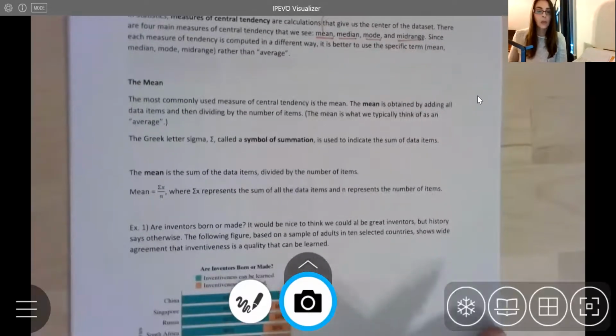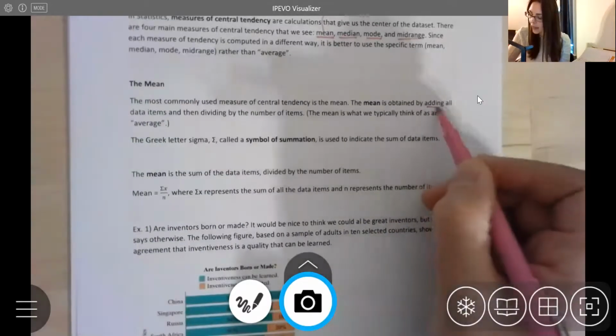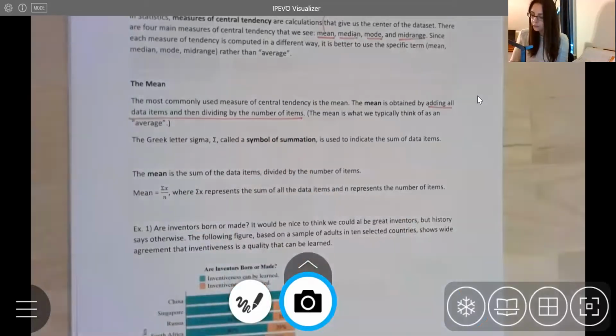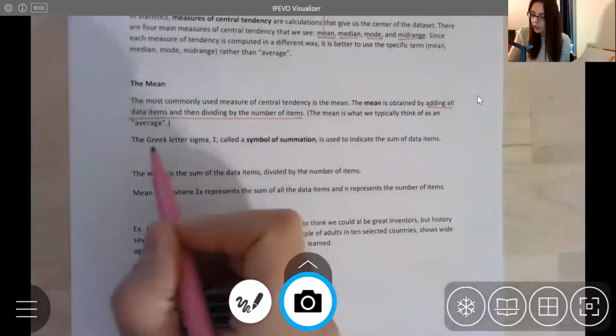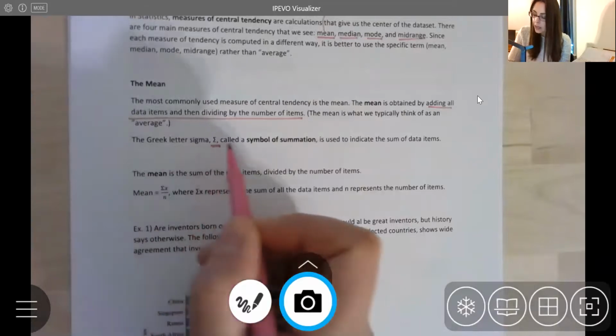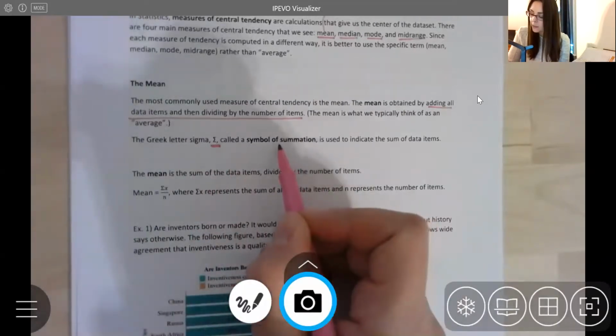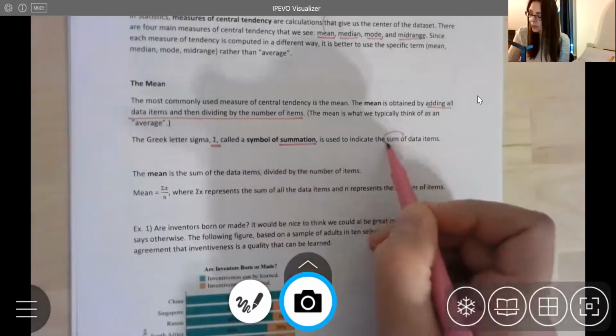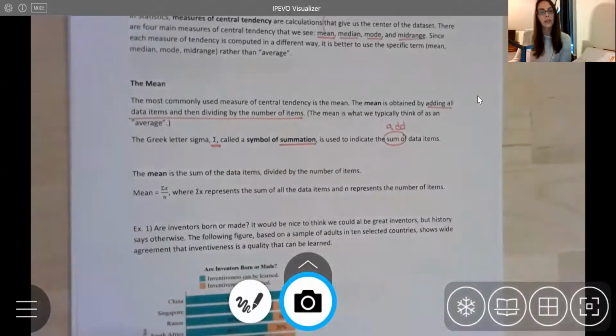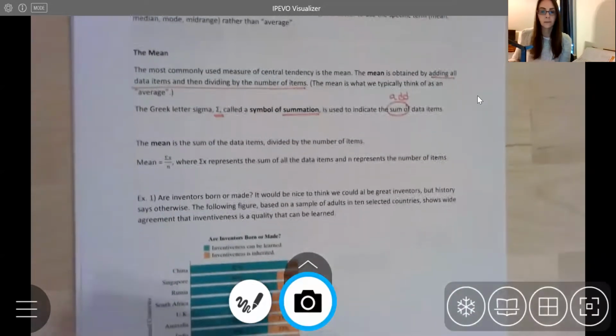Now, mean is the most commonly used measure of central tendency. It is obtained by adding all the data items and dividing by the number of items that you have. Just for some notation, we use the Greek letter sigma. This is a capital sigma, uppercase. It's called the symbol of summation because it means to take the sum, or to add data values. So you're going to see this symbol in a lot of formulas here.